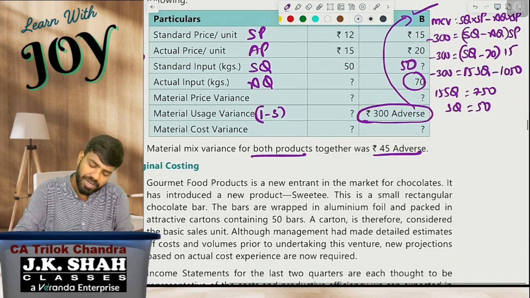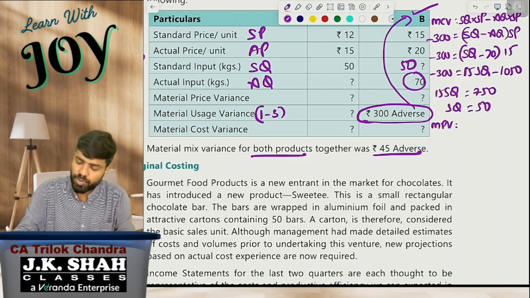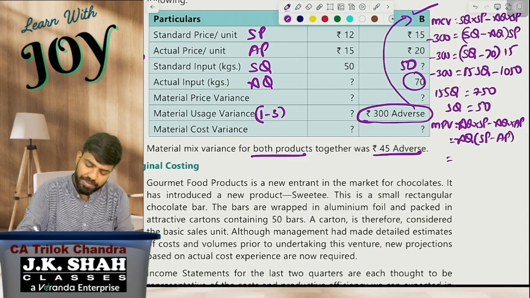Now we know the standard quantity, the actual quantity and the standard price; everything is known. Now we can calculate material price variance and cost variance. Let me calculate price variance first. Material price variance is formula 3 minus 2: third column AQ into SP minus second column AQ into AP. Taking actual quantity common, that is actual quantity into standard price minus actual price. The actual quantity is 70.